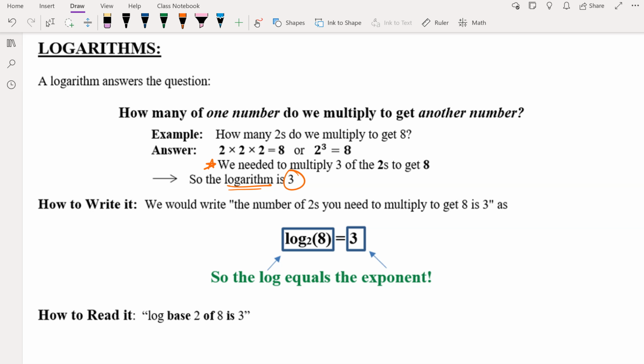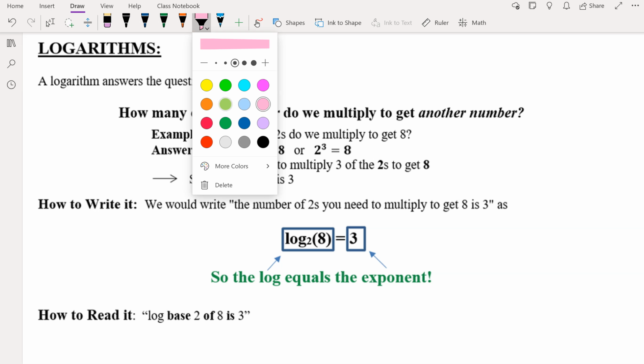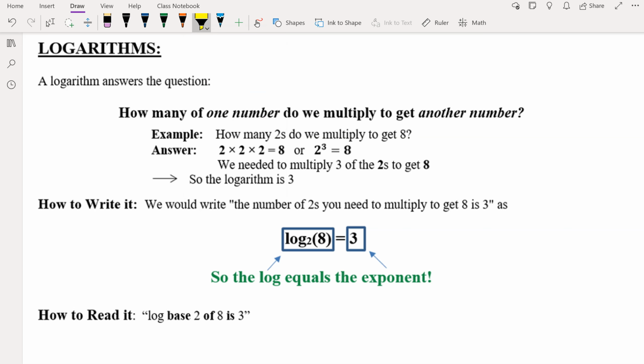All right, so how do we write logs? This is what I would like for you to write. Actually, let's go back and let's write this stuff. 2 times 2 times 2 equals 8. So write down the things that I highlight in yellow. Or 2 cubed equals 8. That's saying the same thing, right? And then I want you to write down this. The number of 2's you need to multiply to get 8 is 3.